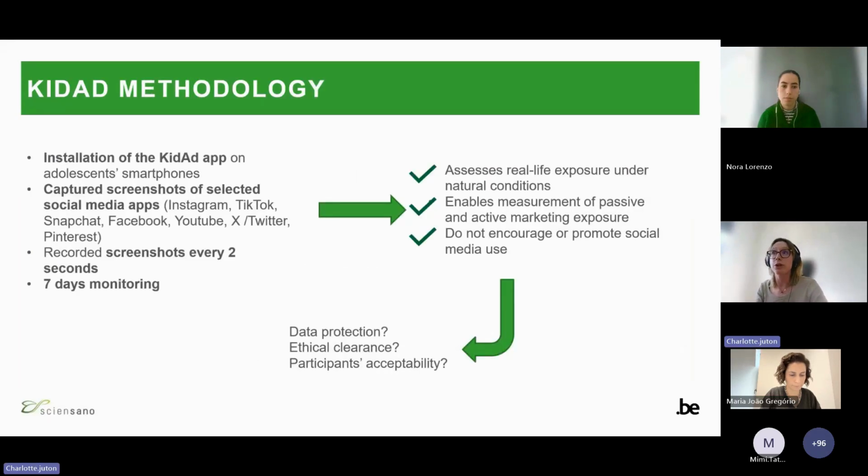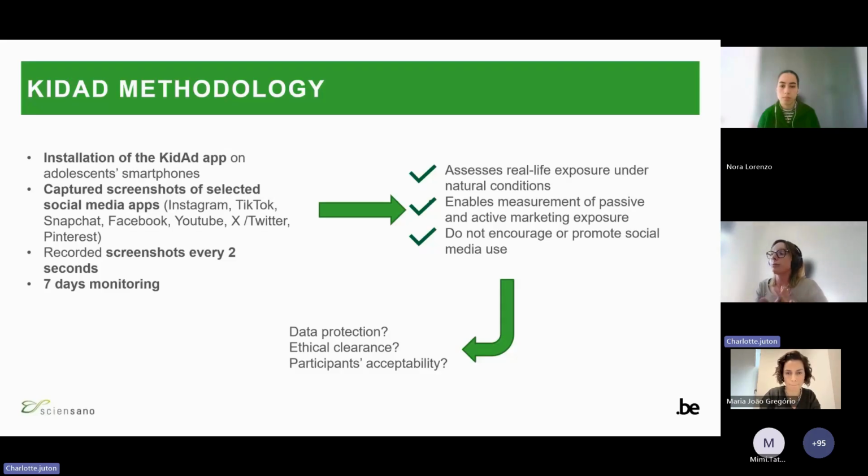So for that, we used the KidAd App. The KidAd App is a tool that was designed by the World Health Organization, and the idea is to install the application on the adolescent's smartphone. This application can capture screenshots on selected social media apps, the ones that I told you before, and you can decide the settings that you're going to use for your research. We decided to have it record a screenshot every 1 or 2 seconds over 7 days.